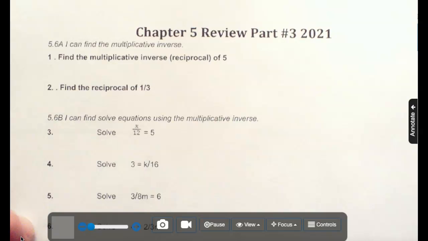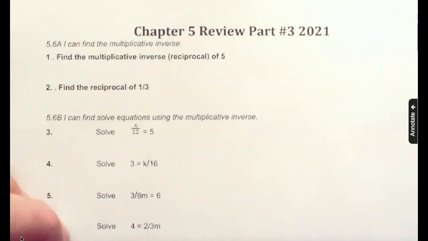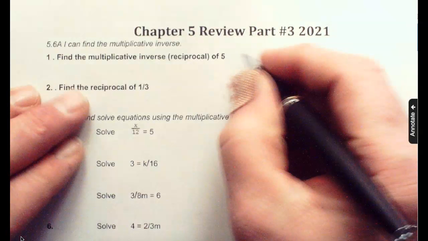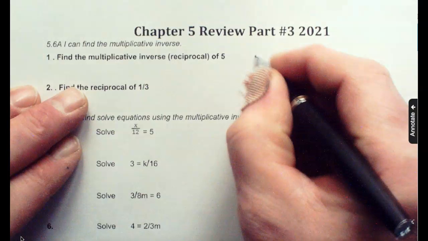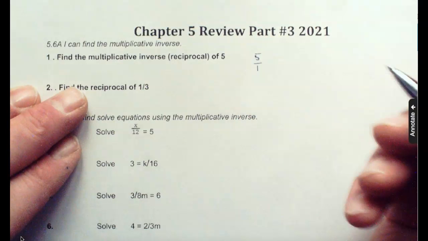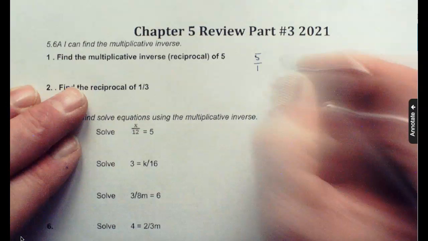Here's the chapter review, part number 3, chapter 5, review part number 3, 2021. Find the multiplicative inverse, or the reciprocal of 5. Well, if you think of 5 as a fraction, 5 over 1, the reciprocal, we just flip it.